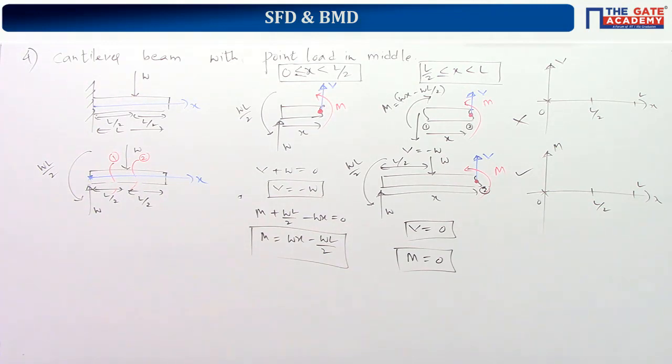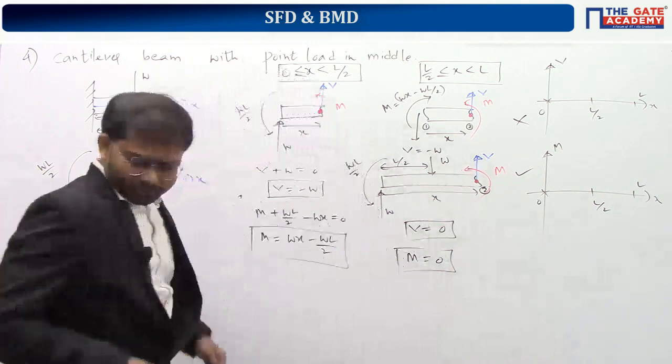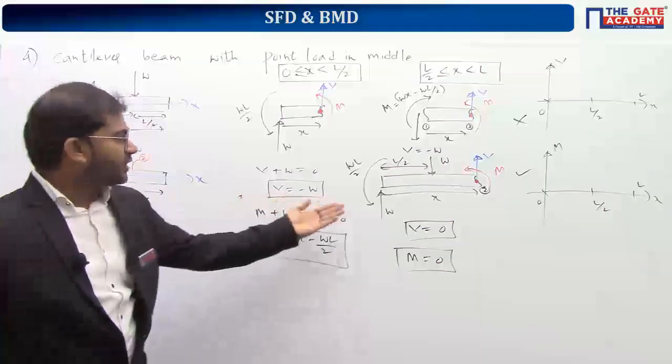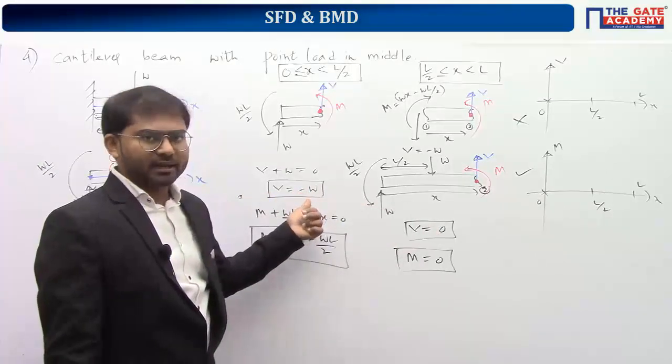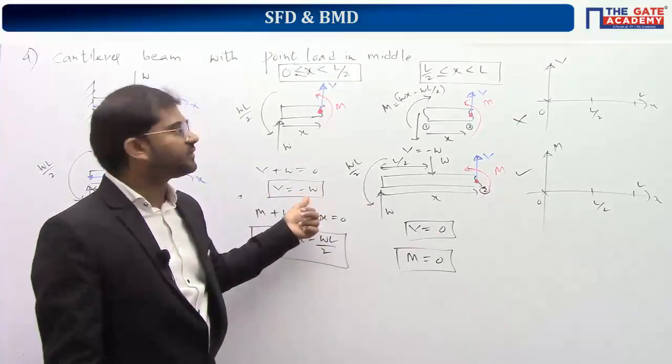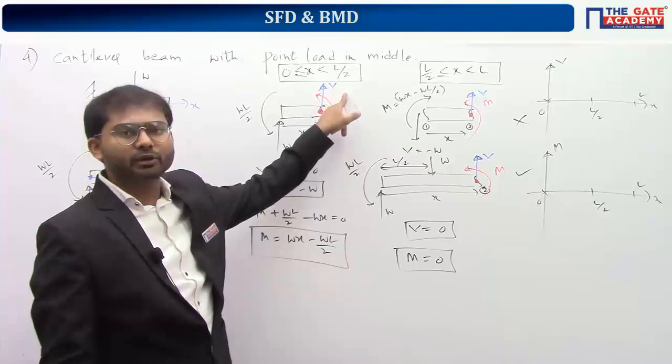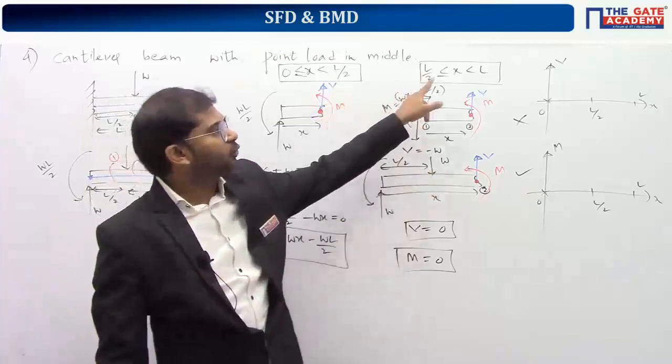The remaining two examples, 5th and 6th, are simple only, because whatever you learnt in the first 4 examples, you can apply directly. That's it, nothing more than that. Understood? Now look here. We have to plot these functions. First of all, I am plotting shear force. This shear force equation is valid from 0 to L by 2, where L by 2 is not included, and this is valid from L by 2 to L.